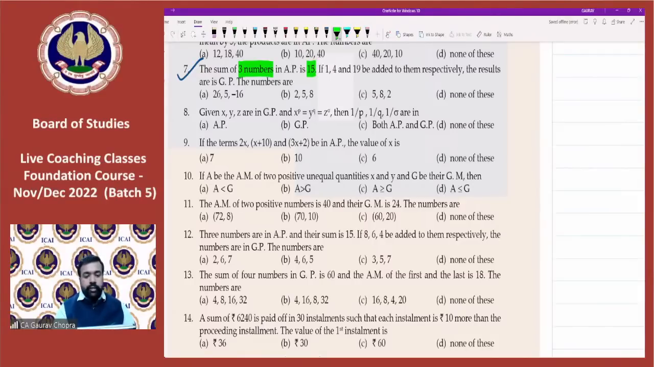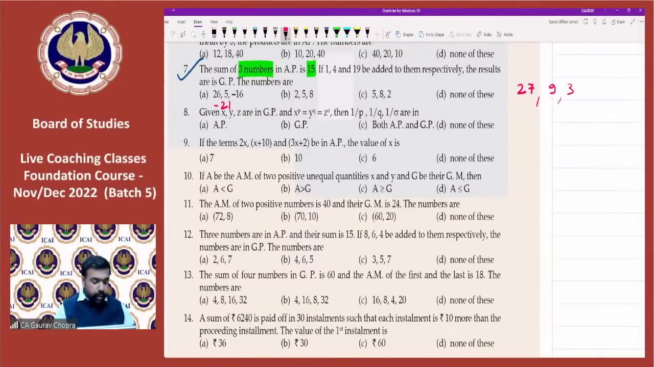So now let us check with the first option. Is there a common difference or not? So let us check the common difference. 26 and 5, what is the common difference? 5 minus 26 becomes minus 21. Then minus 16 minus 5 is minus 21. So it is in AP. If we add 1 to 26, it becomes 27. If we add 4 to 5, it becomes 9. And if we add 19 to minus 16, it becomes 3.